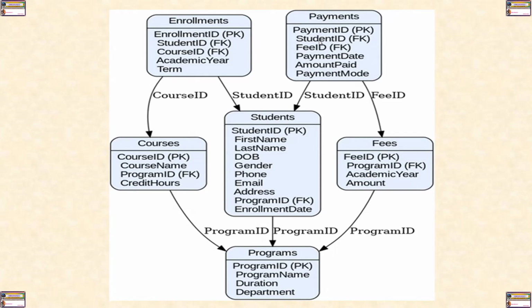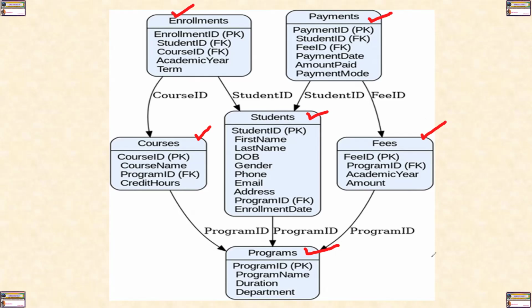It contains the following tables. The first table here is called enrollment. You can see that is our first table. Our next table is payments. Our third table, courses. Fourth table, students. Fifth table, fees. And the sixth table, programs.